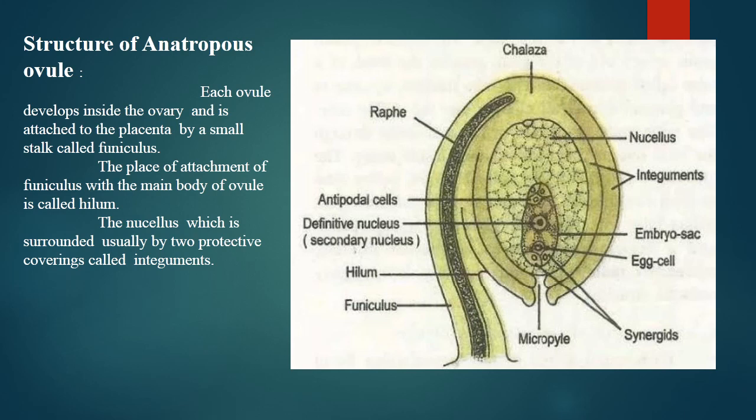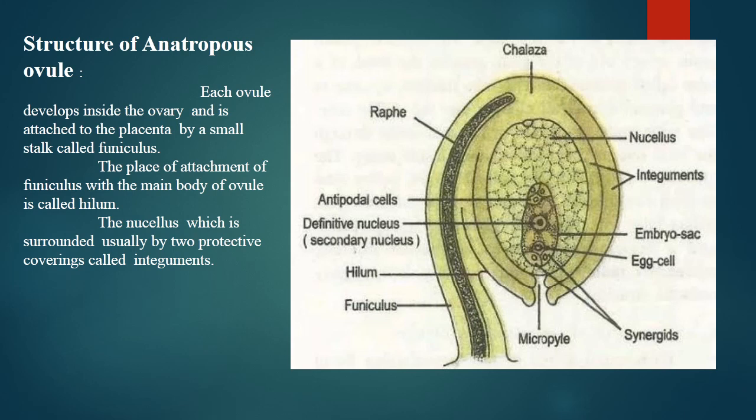The ovule consists of central parenchymatous tissue, the nucellus, which is usually surrounded by two protective coverings called integuments, the outer integument and inner integument. Chalaza is the base of the ovule, directly opposite to the micropyle. This is the chalaza and this is the micropyle. These are in opposite directions. These are the inner and outer integuments.